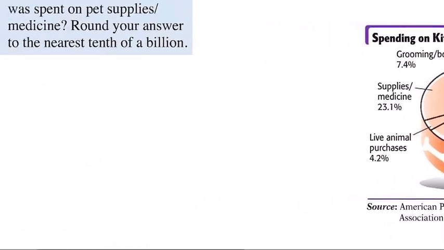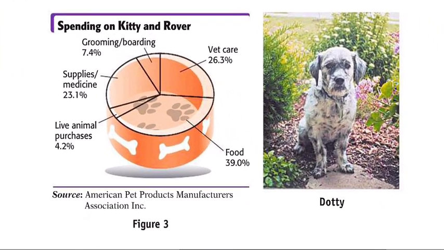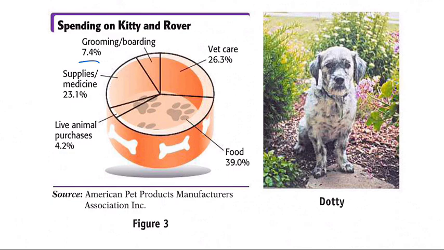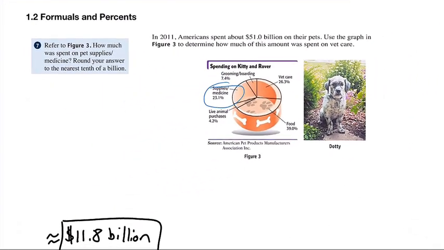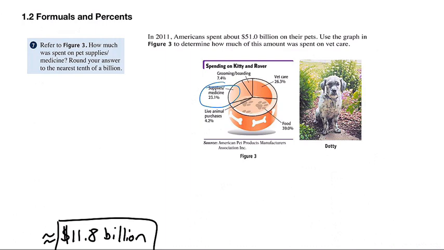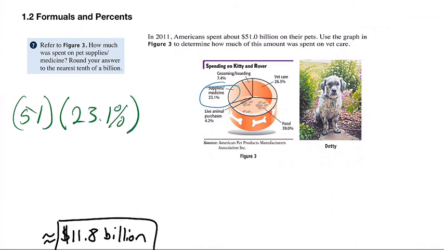Okay, it says how much was spent on pet supplies and medicine. So we have pet supplies and medicine here, and it says 21%. So then it says 21% of the total cost was spent on pet supplies and medicine. Now if we go back, it says we've spent a total of 51 billion. So it seems straightforward. So if we spend a total of 51 billion, and then of that amount, 23.1%, since it's "of," we would say 23.1% was spent on pet supplies and medicine.